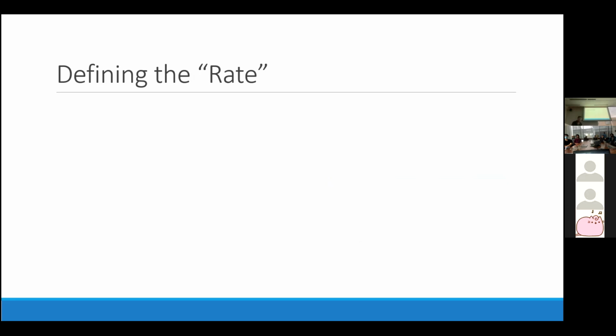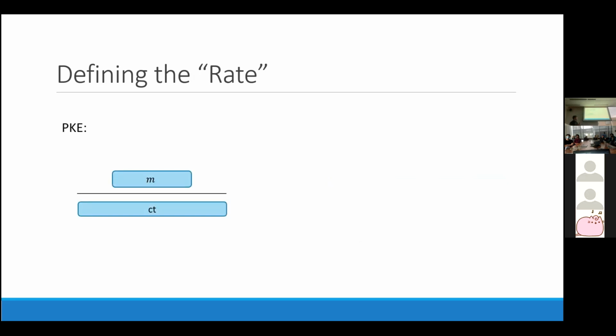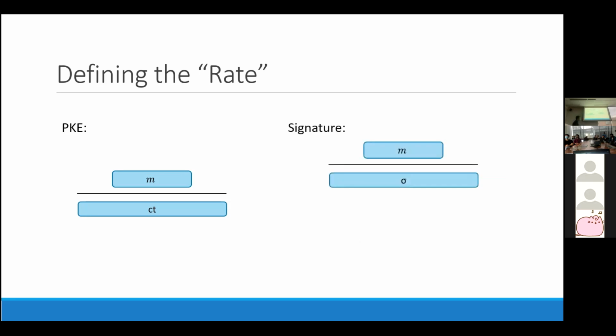So what we really want is for the overhead to be as small as possible. This is how we define the rate. If you have a PKE scheme, we can imagine the rate being the message size over the ciphertext size. So if you have a small message and a huge ciphertext, the rate is going to be low. And similarly, we define the rate for signatures.